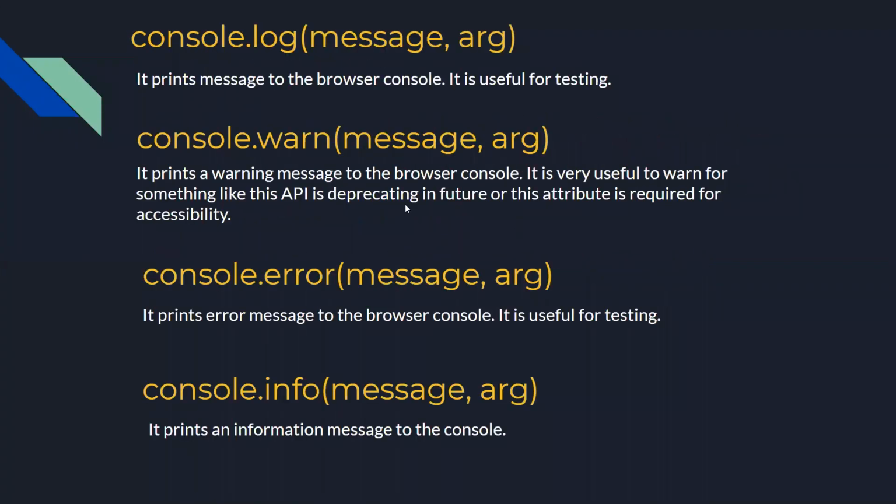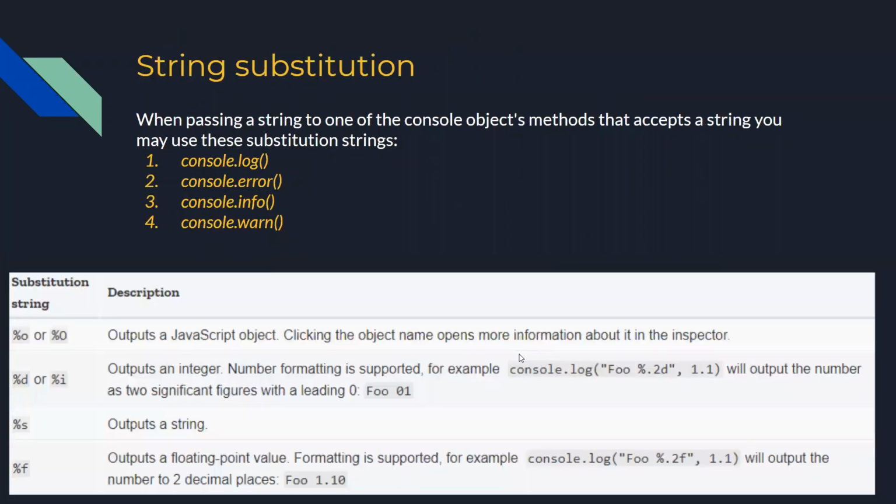these four messages. We have already seen that, but we have seen only the first argument of these messages. So we were printing only the message to the log, warning to the warn message, error message to error, but there is another property along with this method, that is the argument, and that is very important from the exam point of view. So just remember, only four methods support string substitution in the console. And let's see what string substitution is here.